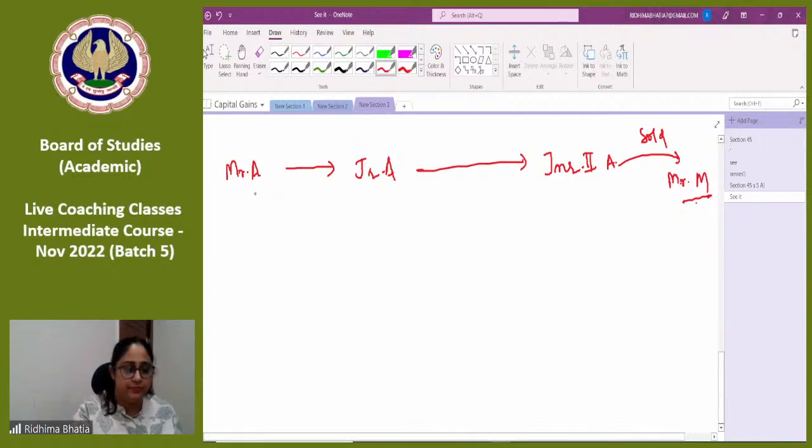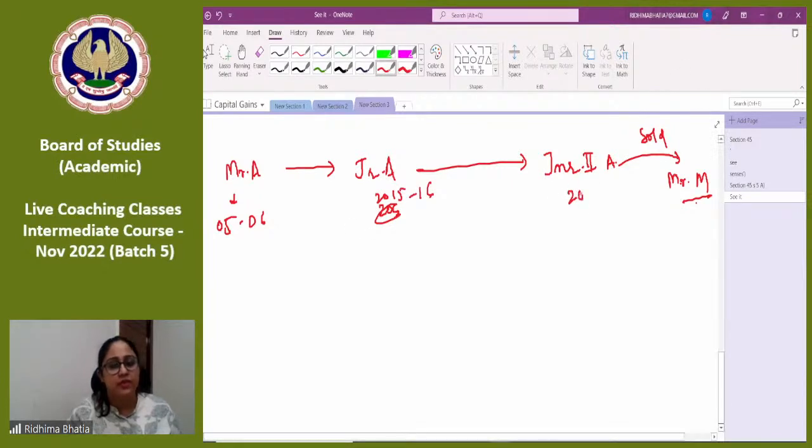Now, what will happen? Mr. A acquired this property in 2005-6. He transferred this property as will in 2015-16. Junior A got this property in will in 2020-21, and he sold this property in 21-22. Now, let's see from the point of view of Mr. A. Mr. A, in the year 2005-6, is no more the owner. He transferred the property through will. Will this be a taxable transfer? The answer is no. Nothing would be taxable in the hand of the transferor, which is Mr. A.